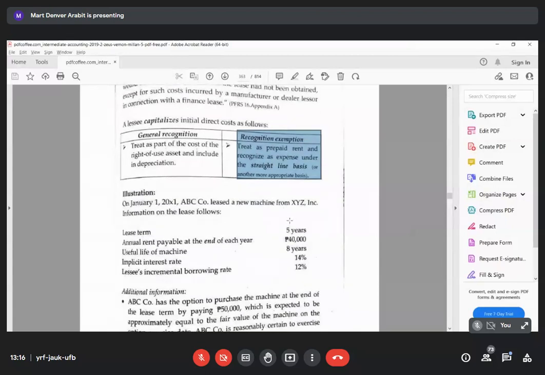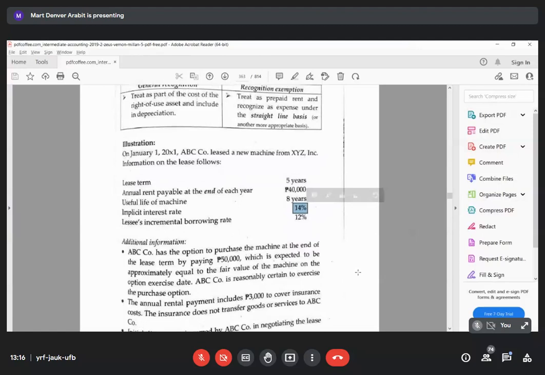On January 1, 2021, ABC company leased a new machine. Wait for a while. Okay, so ABC leases a new machine from XYZ Incorporated. Information of the lease are as follows. So lease is 5 years. Annual rent is payable at the end of each year. So 40,000. Useful life is 8 years. So hindi given yung lease term. So meaning there should be a purchase option. Okay? Implicit rate is 14%.